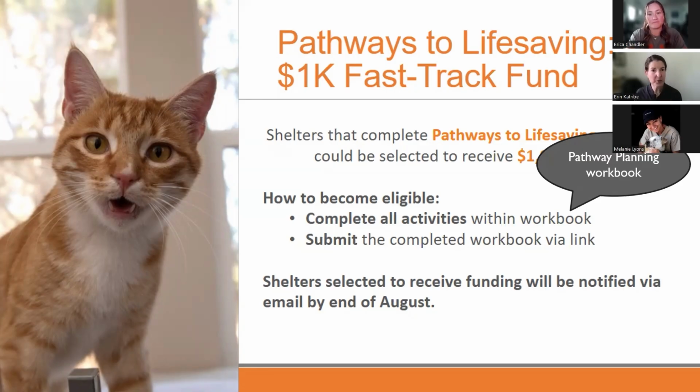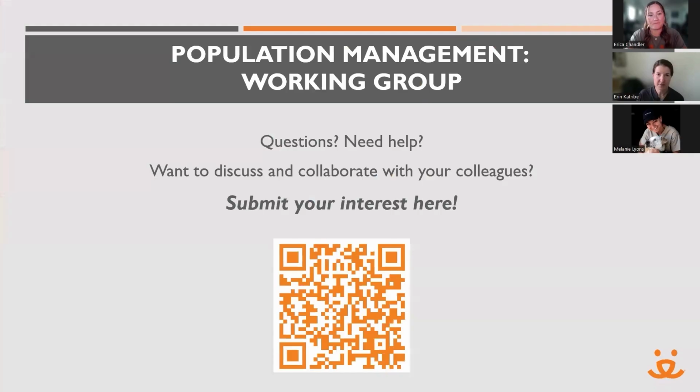The daily rounds workbook, we recognize daily rounds implementation is a lot and it's potentially going to take a big time commitment. And we don't expect that you'll get done with that by the end of August necessarily. You may need to book that out a little bit. And so we want you to be intentional about when you're planning it. But to be eligible for this, it's completing the pathway planning workbook that you've already received. Shelters that are selected to receive funding will be notified by email by the end of August.